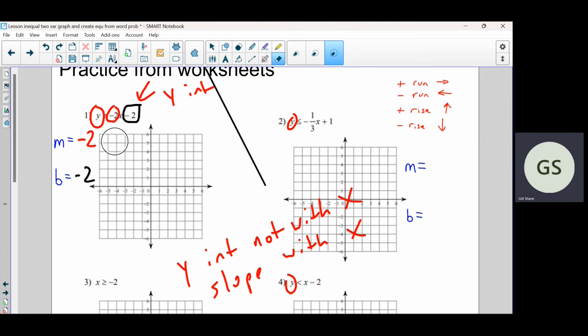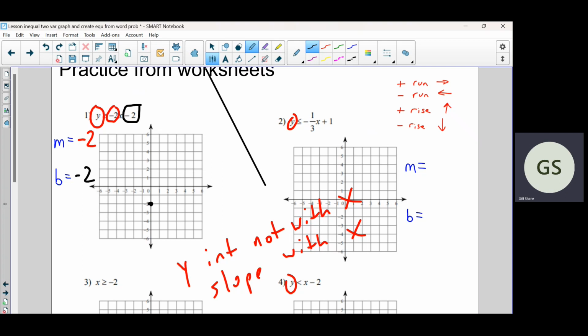You can always go back if you need to. So the y-intercept is this black -2. It's the number that's not with x. So I showed you that earlier. I just put a point on that number. There you go. That's my first point that's going to be on the line.